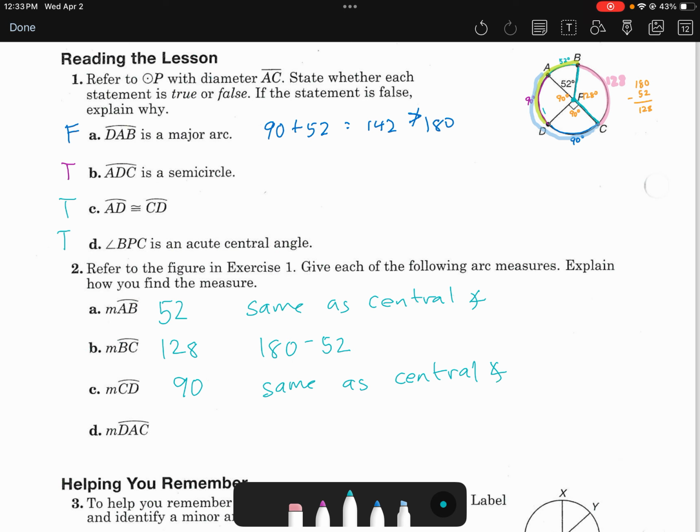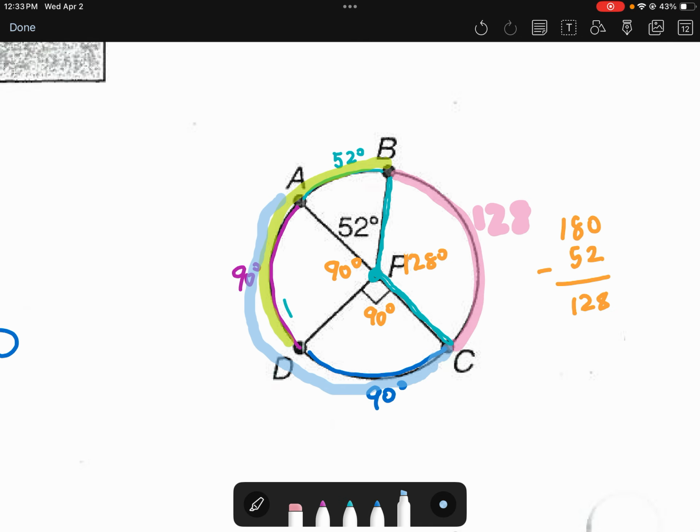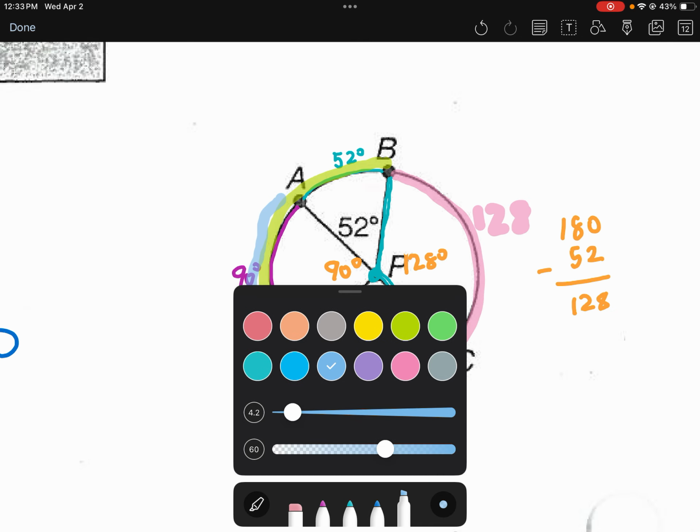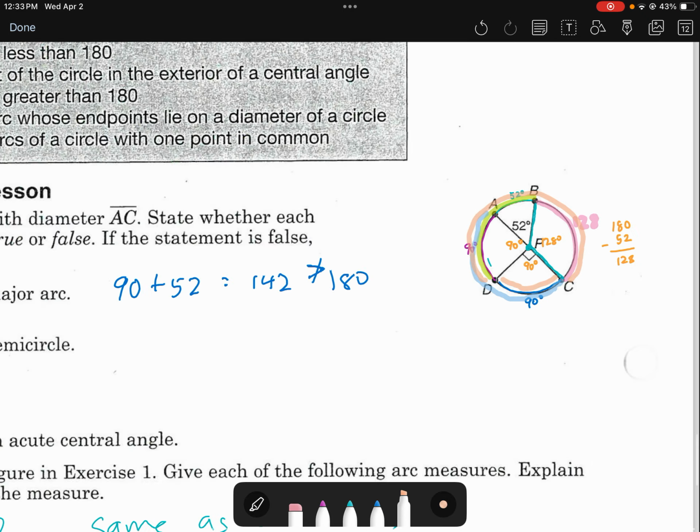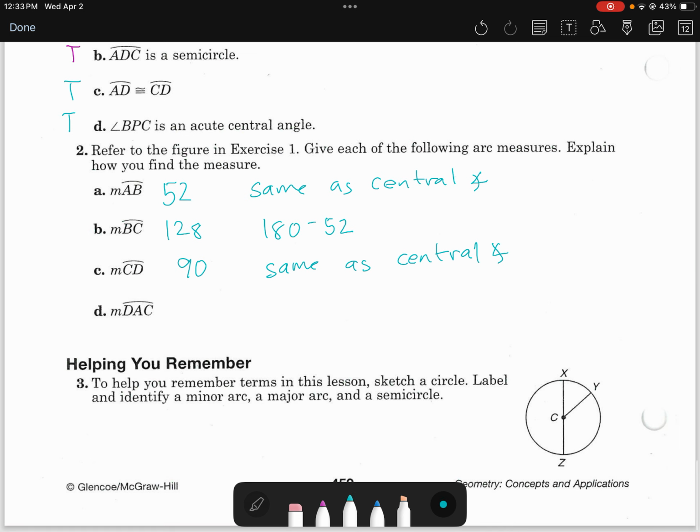Part D, what's the measure of arc DAC? Okay, I'm going to zoom in on this guy. What is the measure of arc DAC? I'm going to go with orange maybe. I'm going to start at D, go towards A, stop at C. It almost goes the whole way around the circle, with the exception of this dark blue arc right here. So it's all of that except for the 90. So it's going to be 270, because that's 360 minus 90.